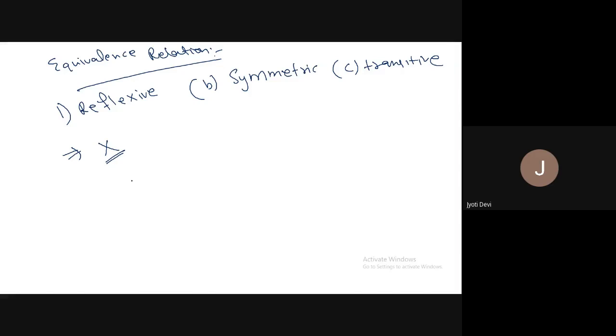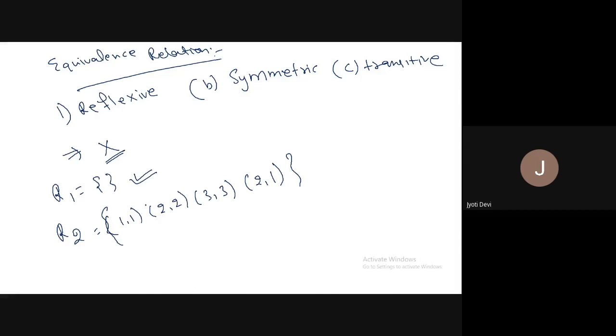Let's take the example R1 equal to this. Is this relation reflexive? Is this relation an equivalence relation or not? Please type in the chat box. Is this relation an equivalence relation or not? Please type in the chat box fast.